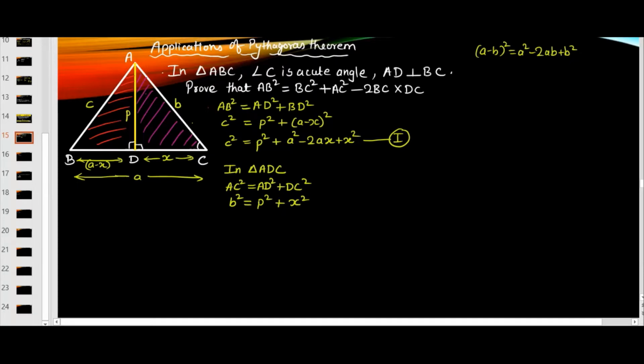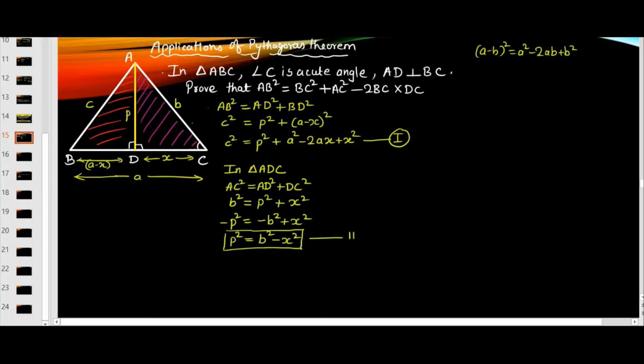But we want to substitute this value in equation 1. So I want to write this equation as P square equals, bring the P square to the left, so it will become negative P square. This B goes to the right, B square, this is plus X square. To remove this negative sign, I will change the sign of the whole equation. This will become positive B square, negative X square. I can use this in equation 1.